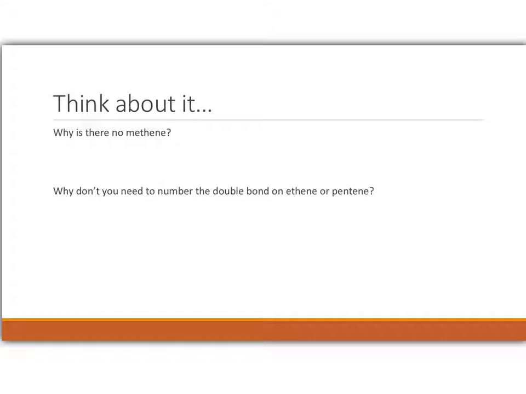To have a double bond, how many carbons do you need? You need a minimum of 2. Okay? So there is no methane because methane can only form bonds with hydrogens. You need to have 2 carbons to make a carbon double bond.